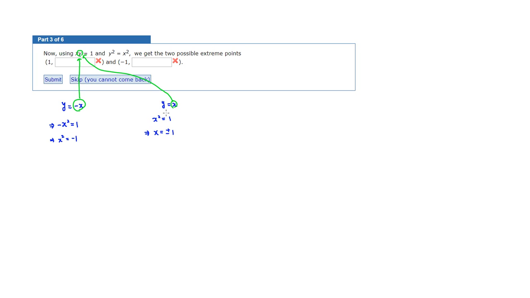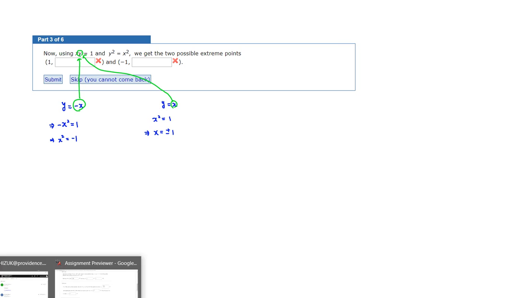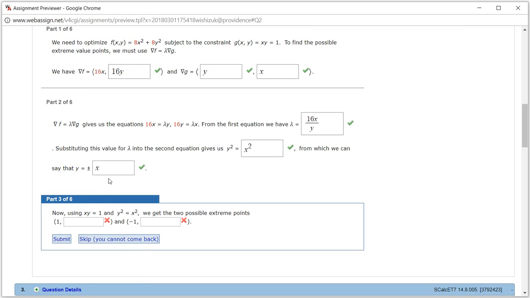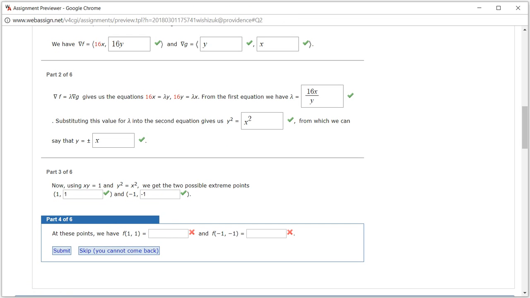Let's type it in. When x equals 1, x equals y, so y is going to be 1. And when x is negative 1, y is also negative 1. Let's check the answer. All right, I came back and it looks like we got part 3 correctly.